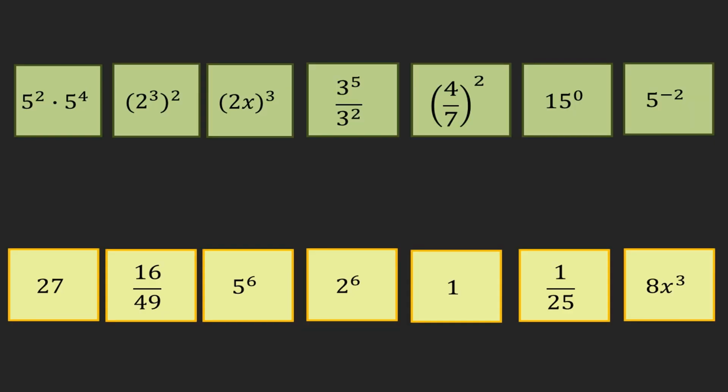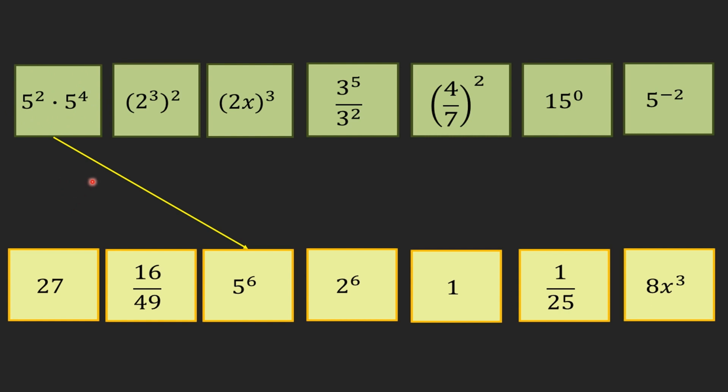Now let us try to have these exercises. I want us to match the boxes at the upper part of the screen to its corresponding equivalent boxes at the bottom part of our screen. Let us try with the first box. So 5 raised to 2 times 5 raised to 4 is just equal to 5 raised to 6. Again, since the bases are the same, copy the base, add the exponent. How about the second box?